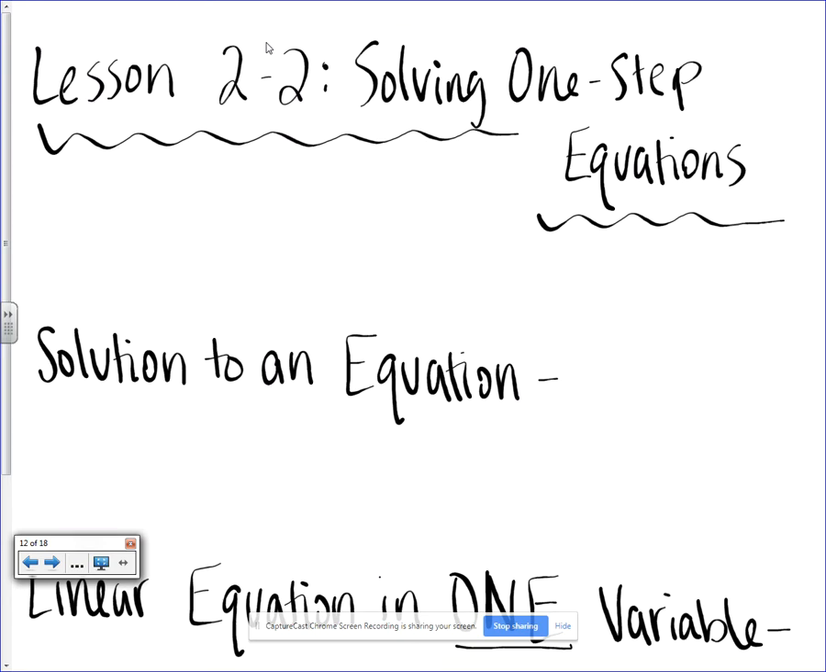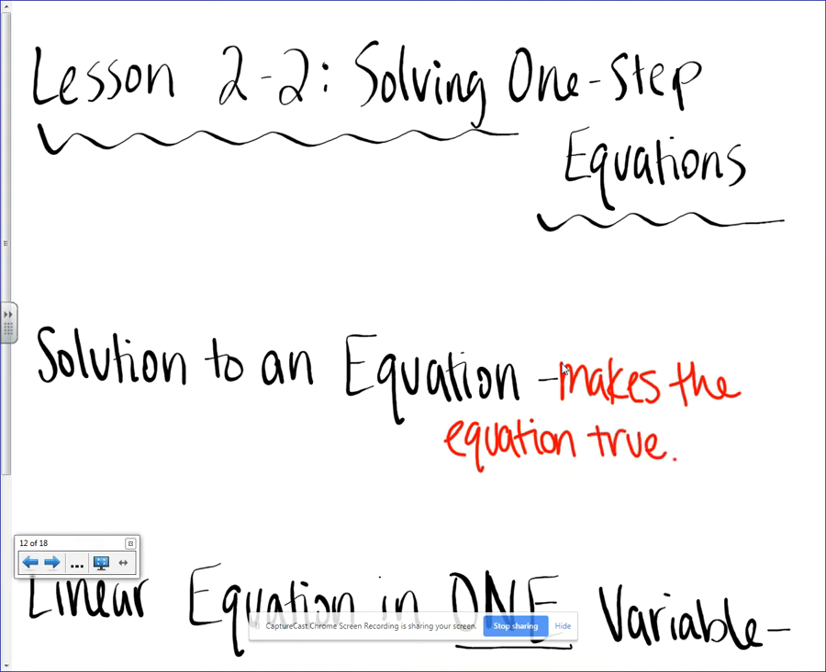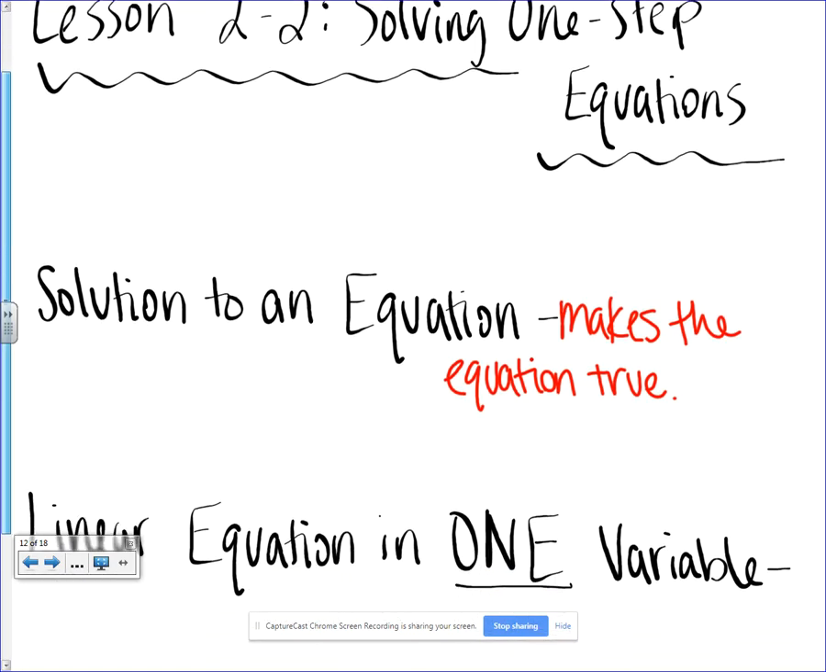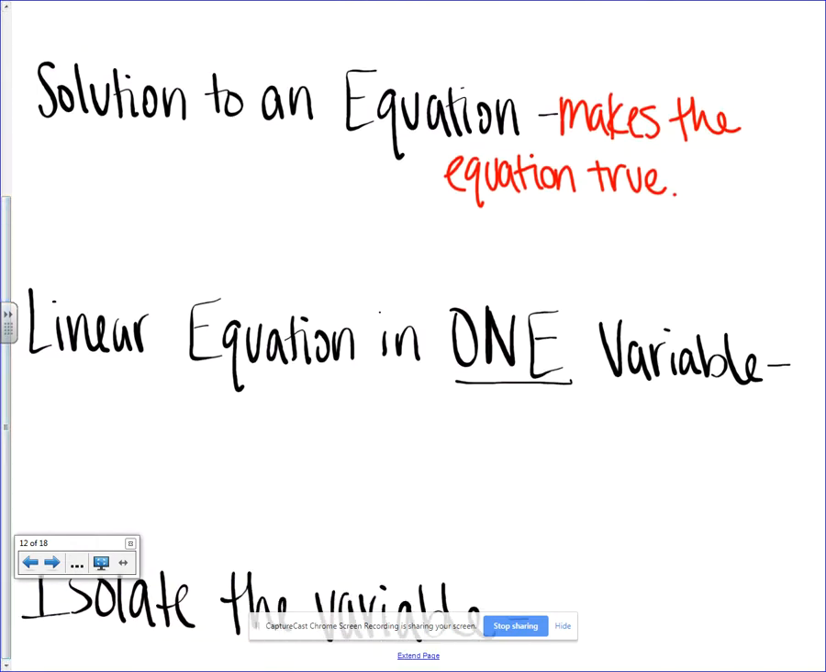I need to remind you what a solution to an equation is. Remember, a solution to the equation makes the equation true. When you take that variable out and you plug in the solution, it should make the equation true. We are going to be talking about linear equations in one variable.